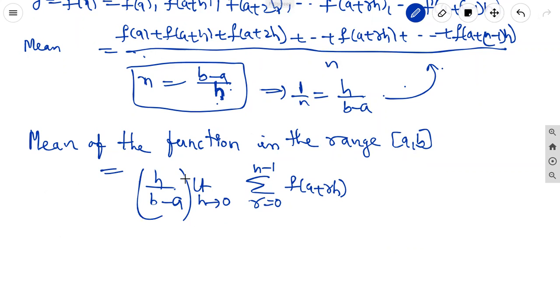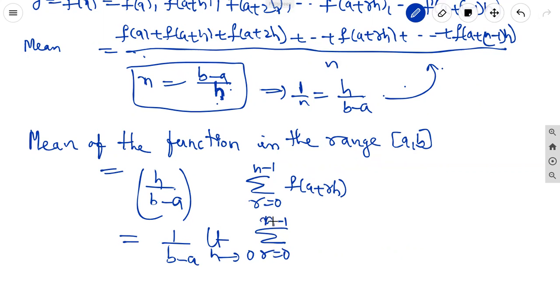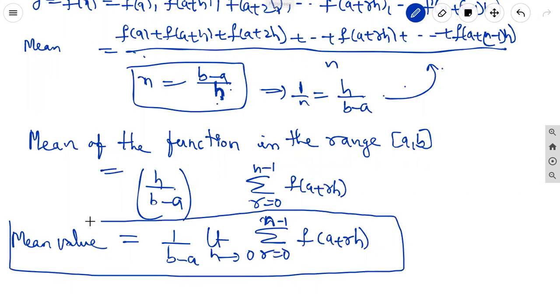This is h by b minus a sigma r equal to 0 to n minus 1 f of a plus rh. When we take 1 by b minus a, limit h tends to 0, summation r equal to 0 to n minus 1 f of a plus small rh. This is the mean value of the function.